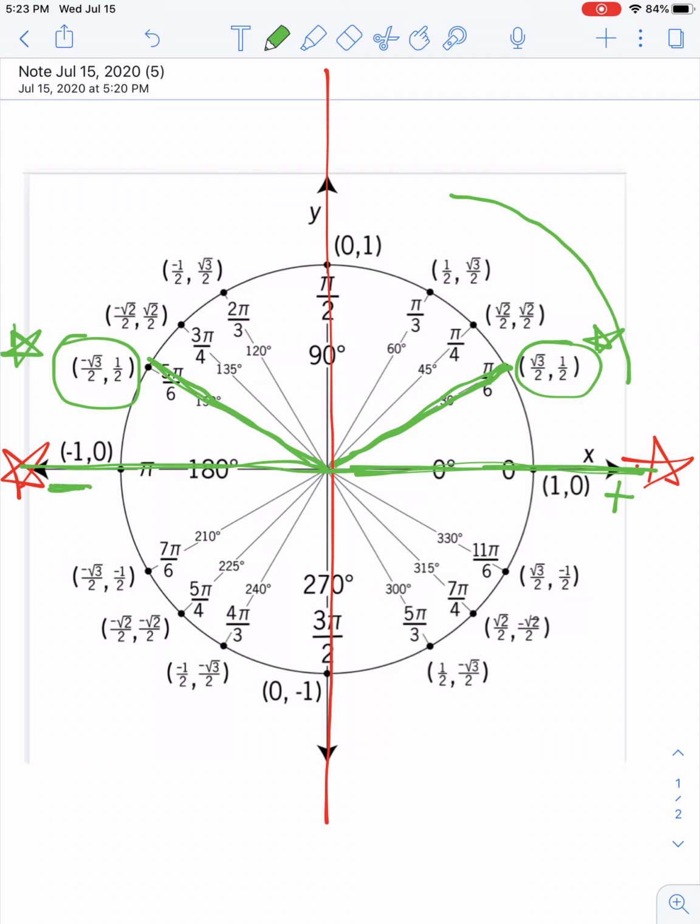Now, that y value of 1/2 stays the same. It was positive 1/2 over here, and it's still positive 1/2 over here because these y values along here are positive y values. So that's going to stay the same.